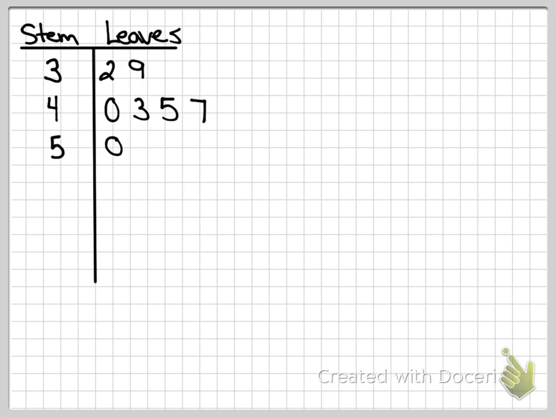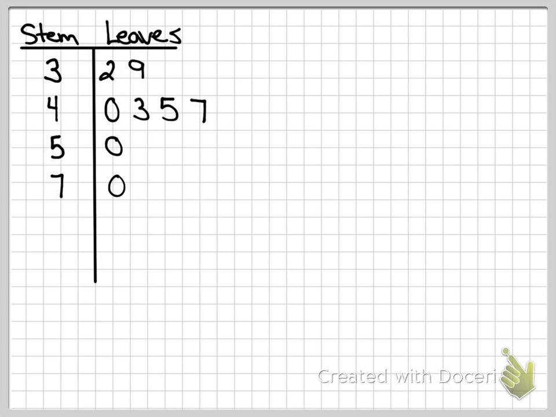No, so skip it. Because if I write a 6 and a 0, that would count as a number. And there are no speeds in the 60s, so I just skip it. Any speeds in the 70s? 70. So 7 and a 0. And I have completed my stem and leaf plot.